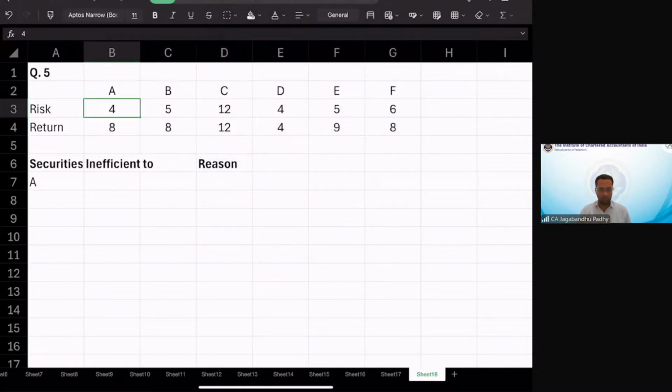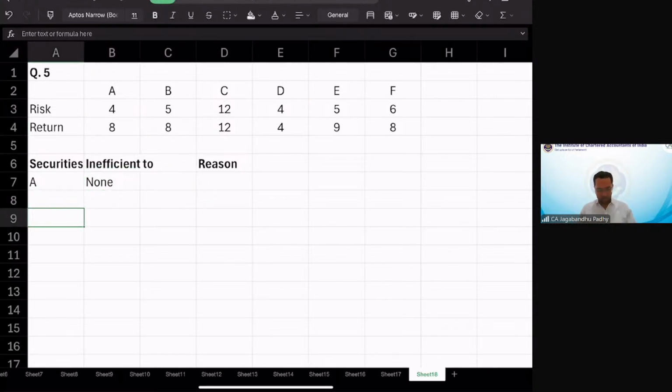No. Because security A has a risk of 4. To check, is there any security which has higher return at lower risk? There is no risk which is lower than 4. Is there any security which is providing you same return but at lower risk? No. Is there any security which provides you higher return at the same risk? No. So it is inefficient to none.